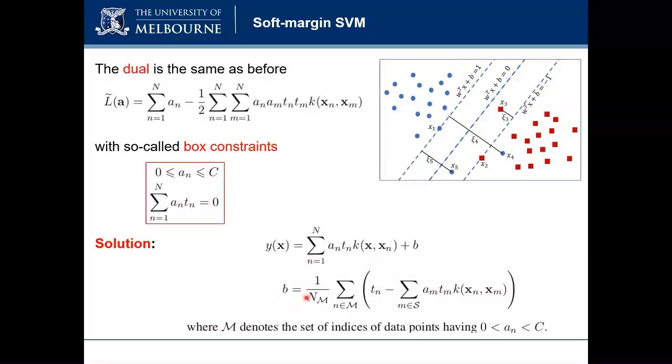The only thing is the margin now, when you take the sum, you need to only take into account the set of indices of data points that are between 0 and C. All others are ignored when you make the sum, which is very similar again in structure to the previous case where things were separable.